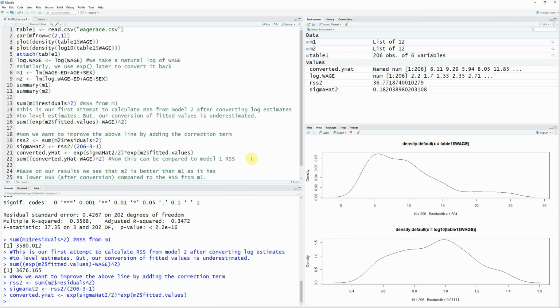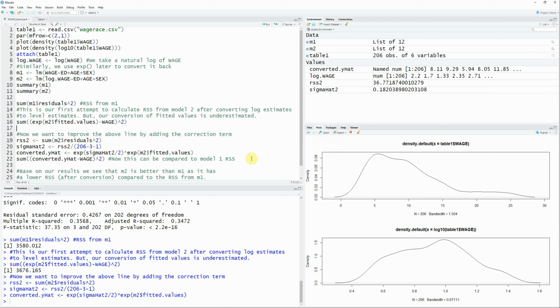So we get our converted y hat, and now if we have our converted y hat minus the actual values for y, which was wage, and then get that one, we have the true residual sum of squares for the second model that is in the same dimension as the first model. Now we can compare those two numbers.